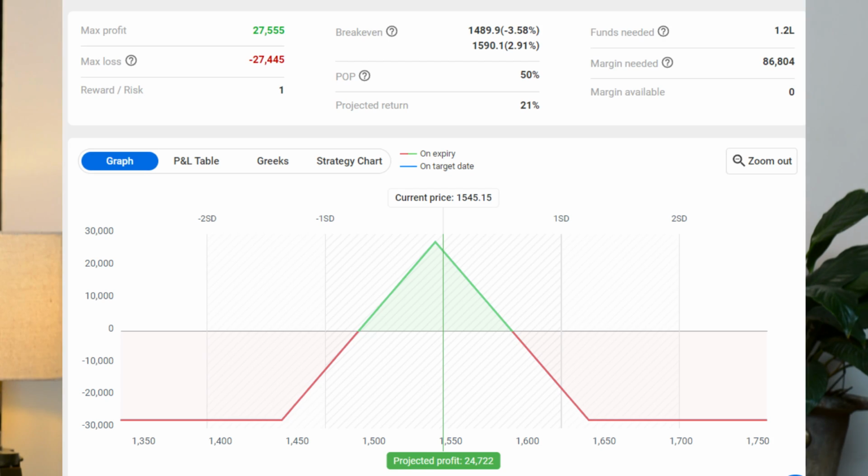So now after this, you can see the payoff graph on Sensibull right now, the maximum profit as well as maximum loss. So what you are looking at right now is going to be the total number of points, and you will have to multiply it by the lot size. For Bank Nifty, you will have to do total points into 25.